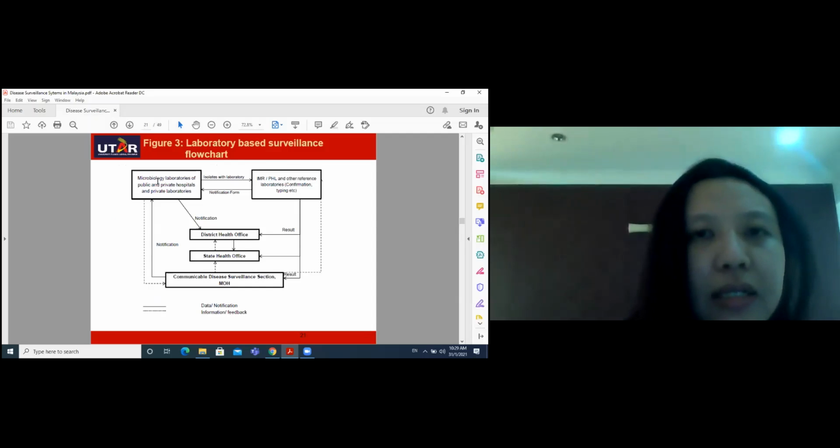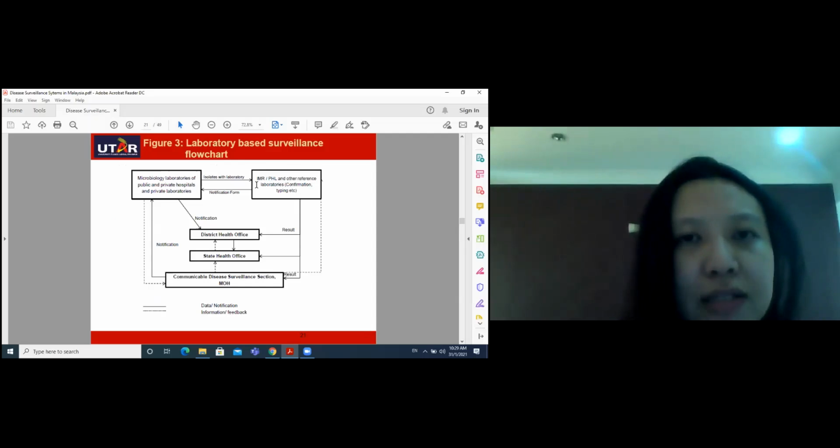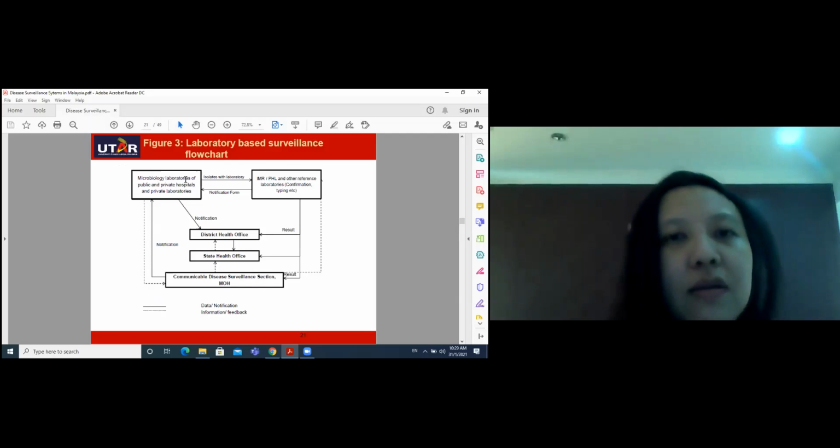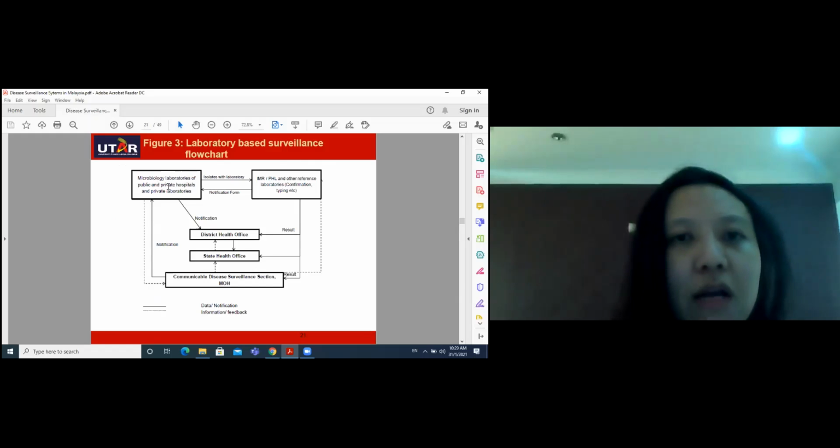Basically the flow for this laboratory-based surveillance is similar to mandatory disease surveillance, but the difference is from the laboratory isolation. Then any detection will be notified to the nearest district health office, to the state level, and finally to our national level.